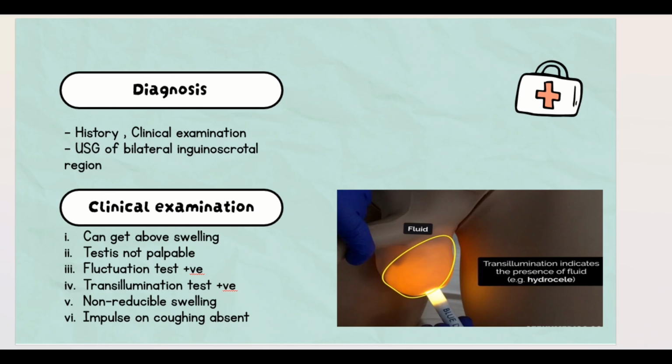It is a non-reducible swelling. This helps us to differentiate it from inguinal hernia. Impulse on coughing is absent. Why do we look for impulse on coughing? To rule out hernia, inguinal hernia or varicocele.